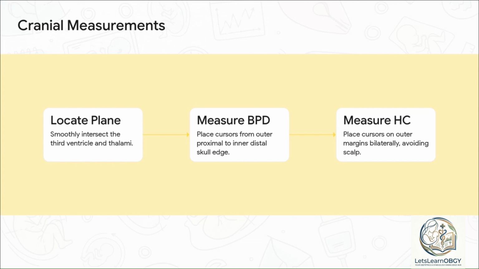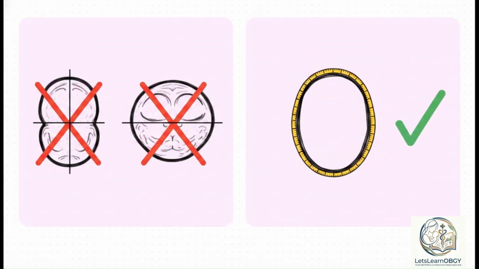When measuring the BPD, your cursor placement is super specific. Place the first cursor on the outer edge of the proximal skull, and the second cursor on the inner edge of the distal skull. For the head circumference, though, you place the cursors on the outer margins of the calvarium bilaterally, but you must be so careful to avoid including the skin overlying the scalp, or you're going to falsely inflate those numbers.